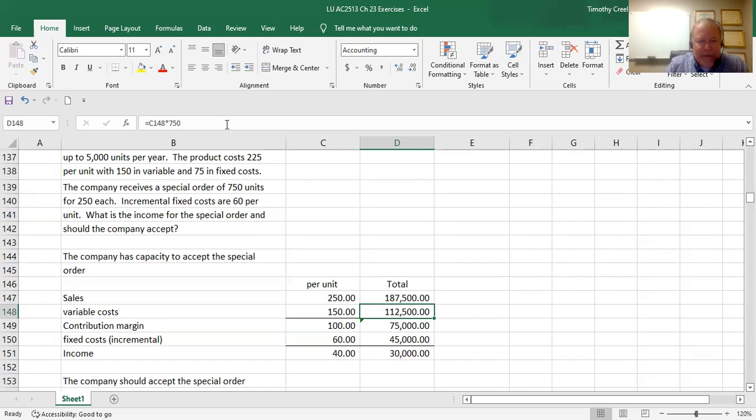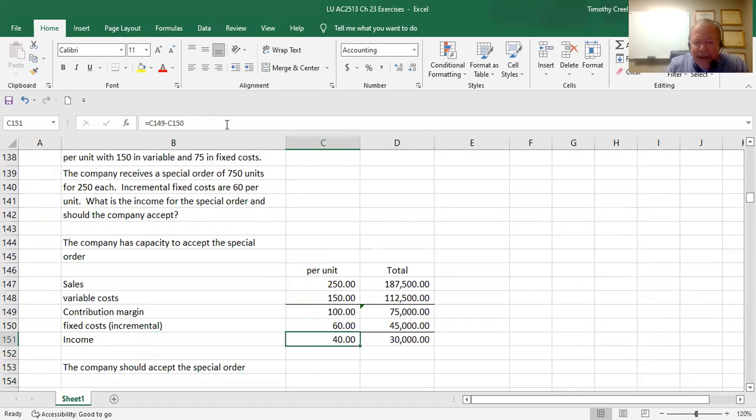The 150 times 750 units, 112.5, gives us a contribution margin of 75, minus our fixed cost, which is 60 times 750, going to be 45,000. That would give us income of 30,000. So in this case, the company should accept the special order because it is bringing in income. It's going to help their bottom line to accept the special order, since they have capacity and they're going to make money off of it. This would be a good deal for the company to accept.